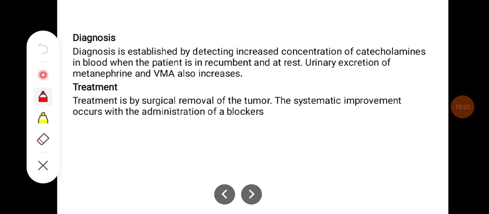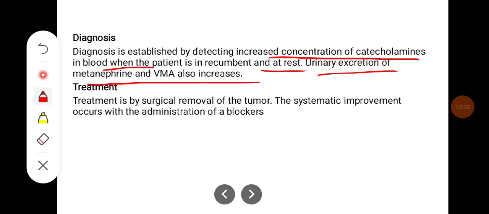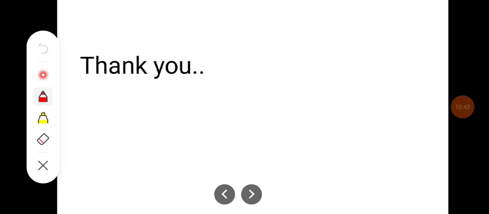Diagnosis is established by detecting increased concentration of catecholamines in blood when the patient is recumbent and at rest. Urinary excretion of metanephrine and VMA also increases. Treatment is by surgical removal of the tumor. The systemic improvement occurs with the administration of beta blockers.